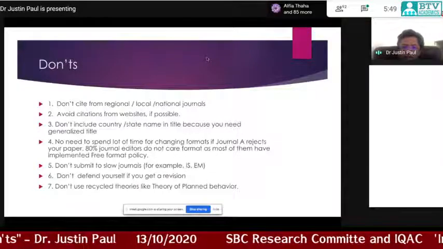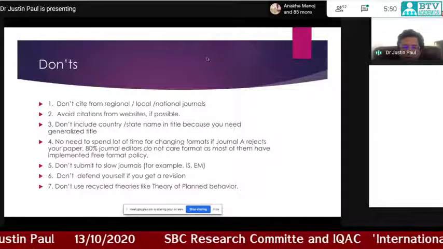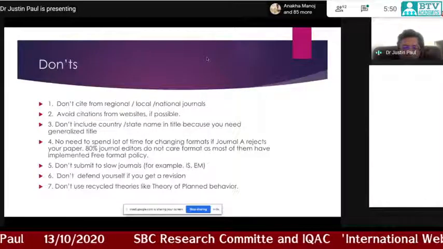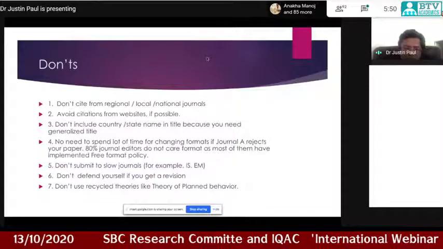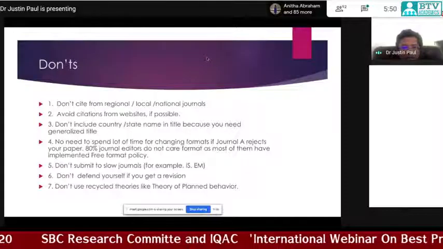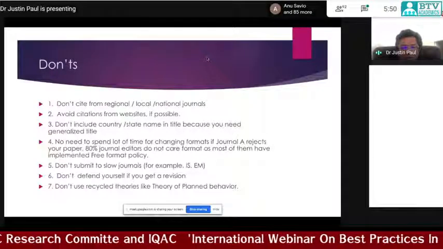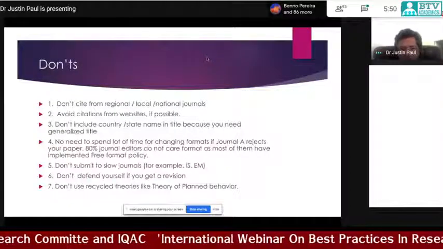On the other hand, Elsevier and Wiley take only 1 or 2 weeks to publish a paper after acceptance. Springer takes about 2 or 3 weeks. Taylor and Francis also publish a paper in 1 or 2 weeks' time. Emerald takes about 1 or 2 months' time. So you have to be aware of these companies and how fast or how slow they are.